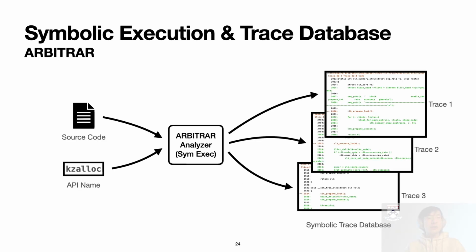So how do we do it? The first phase is ARBITRAR's analyzer. It basically performs under-constrained symbolic execution to produce a database containing symbolic traces. We only need source code and a target API name to collect all of the symbolic traces around this target API.